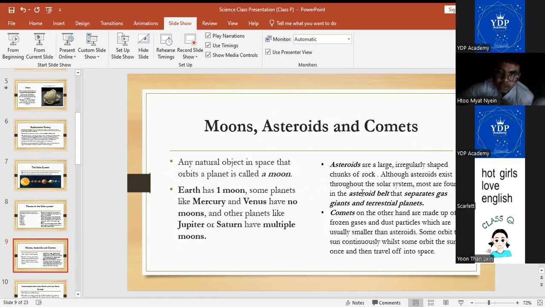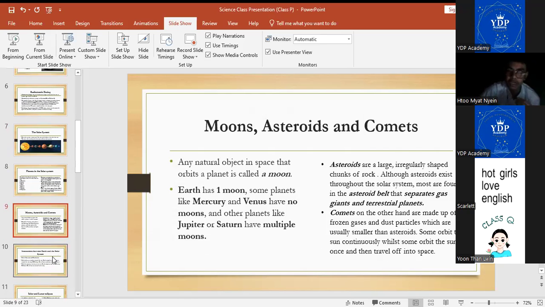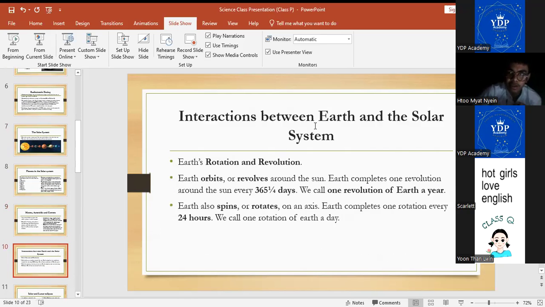Although asteroids exist throughout the solar system, most are found in the asteroid belt that separates gas giants and terrestrial planets, which I mentioned before, between Mars and Jupiter. Comets, on the other hand, are made of frozen gases and dust particles, which are usually smaller than asteroids. Some orbit the sun continuously, while some orbit the sun once and then travel up into space to God knows where.